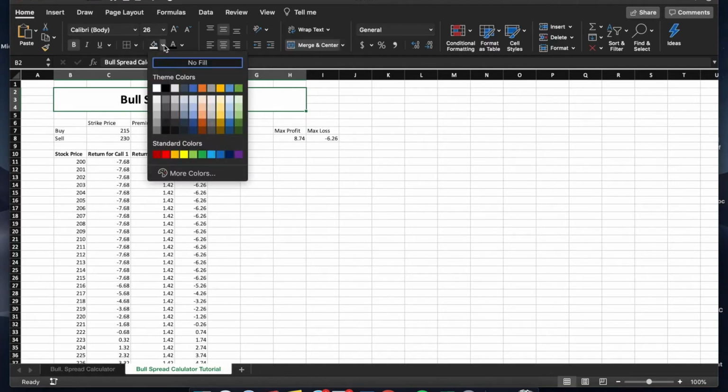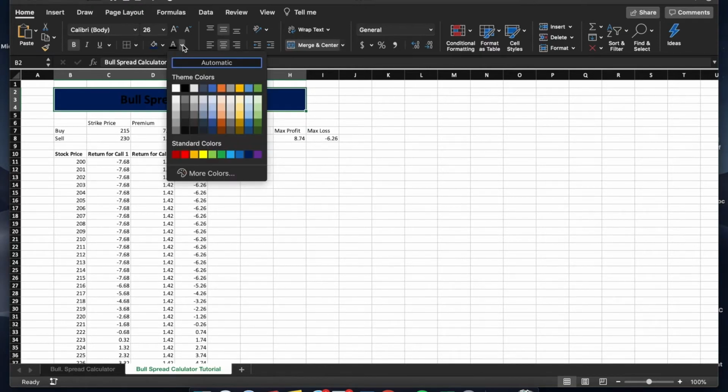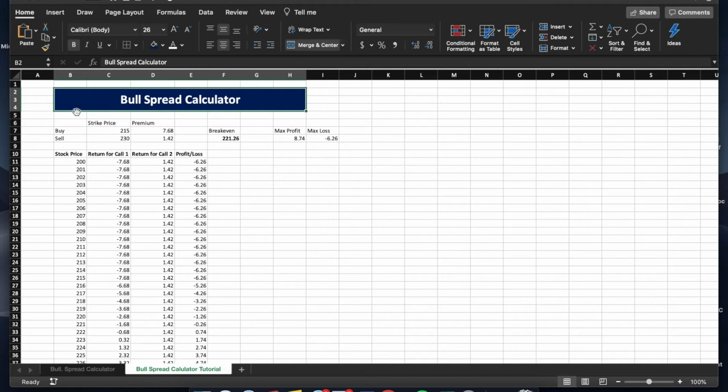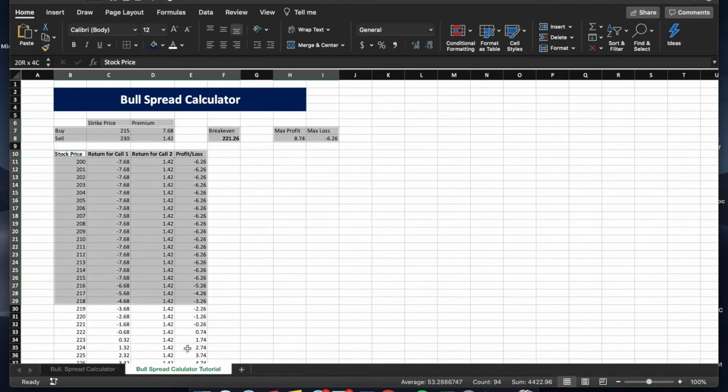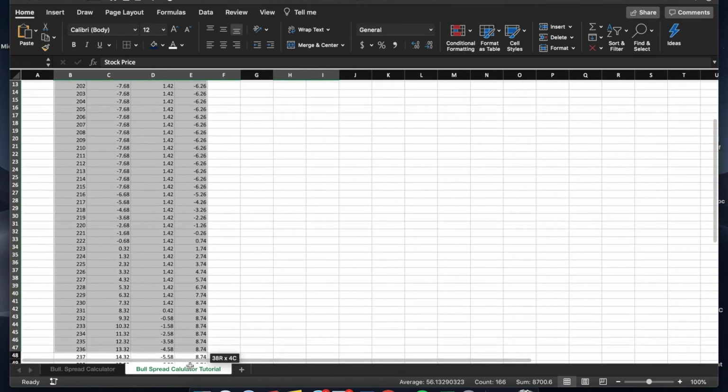Hey everyone, today I'm going to show you how to create a bull spread calculator using Microsoft Excel. It's a pretty easy thing to do here. You only need to know a few pieces about the stock and the calculator will do the rest for you. So let's go ahead and begin. This is going to be a pretty quick video here, so try to keep up.